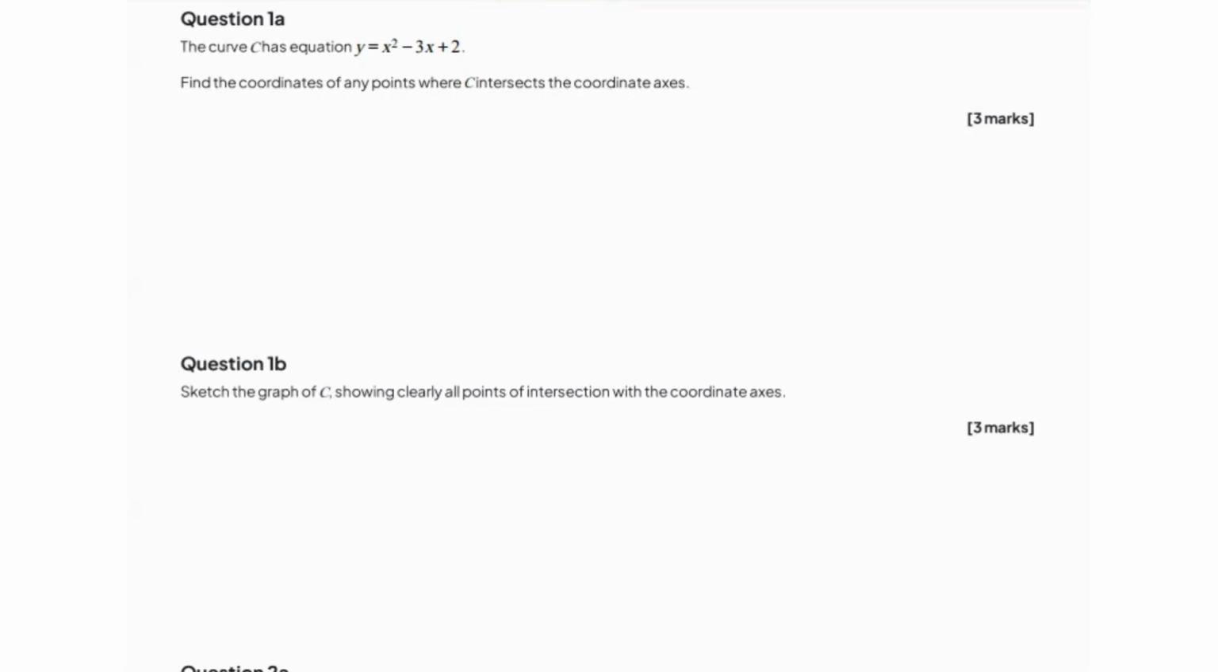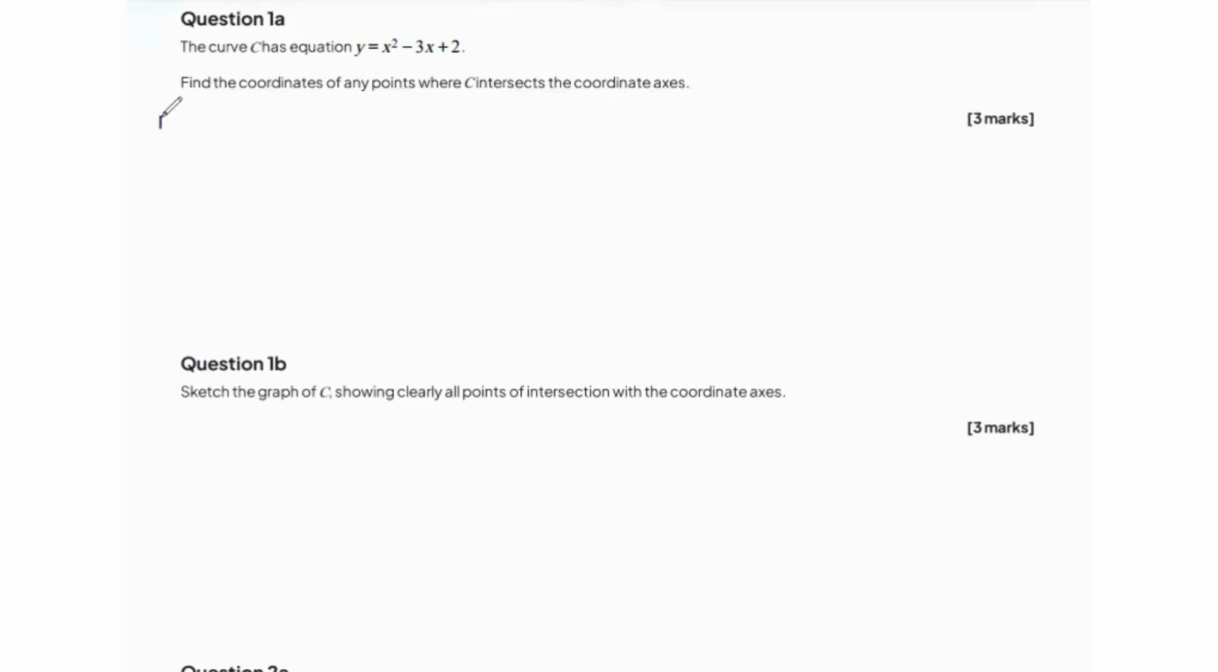The question says that the curve C has equation y equals x squared minus 3x plus 2, and we have to find the coordinates of any points where C intersects the coordinate axes. Whenever a question mentions the coordinate axes, that means we need to put x equals 0 and y equals 0. Basically, we're trying to find the x-intercept and y-intercept.